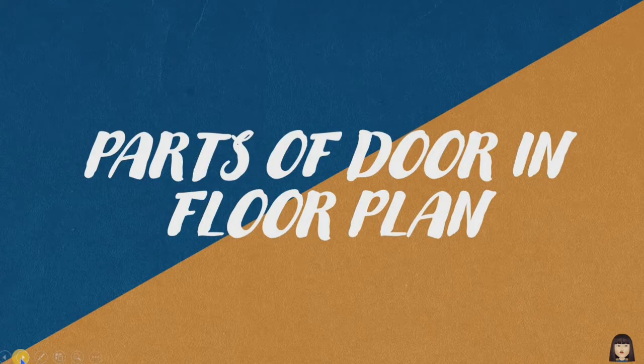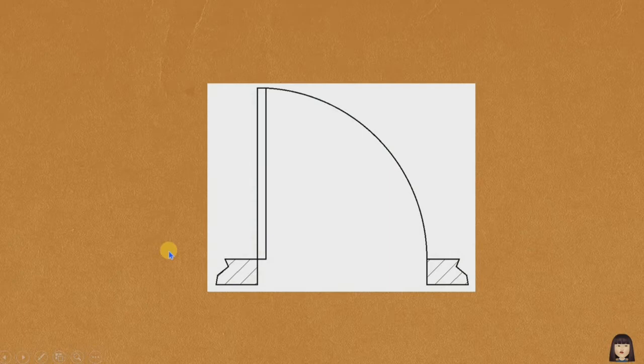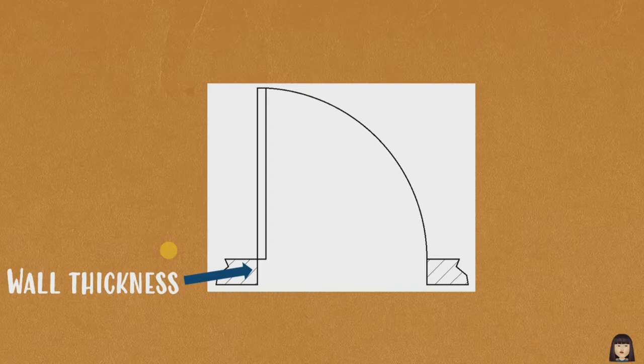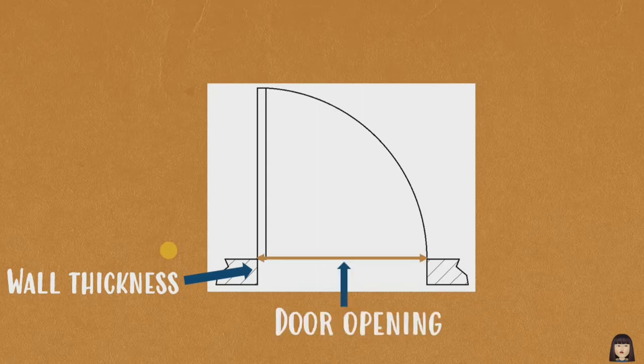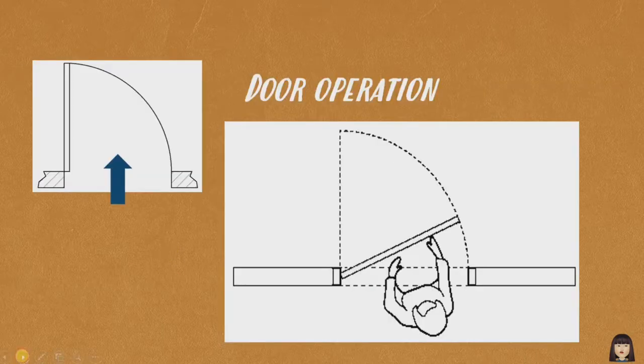Let's now go to the parts of a door in a floor plan. As you can see, I have here a door, the architectural symbol of a door. The first part is the wall thickness: if you are using the outside wall, we have a wall thickness of 0.15, and if we are using the inside wall, we have a 0.10 wall thickness. Then we have the door opening, the door swing, which we use to open the door, and also the door hinge.